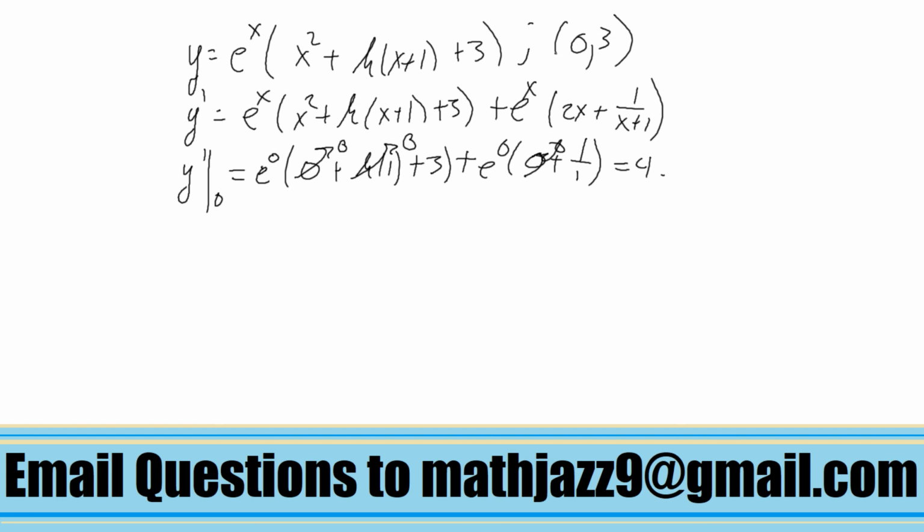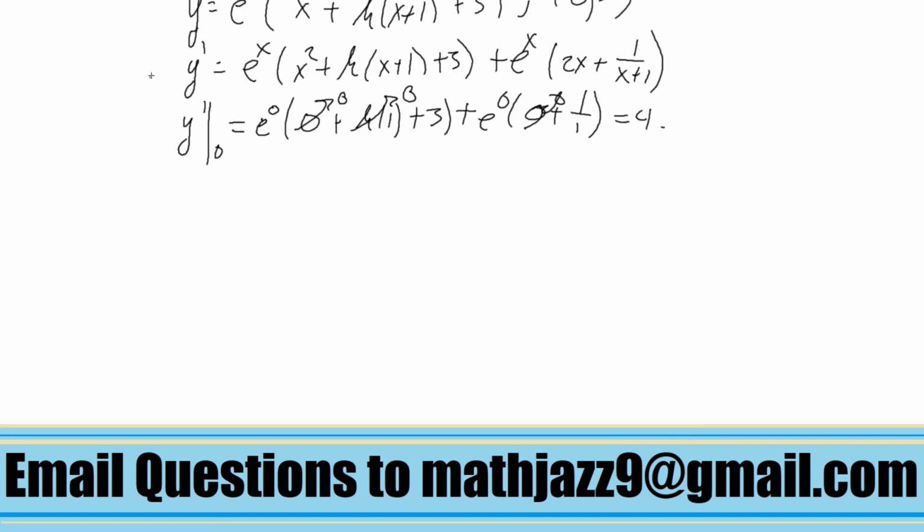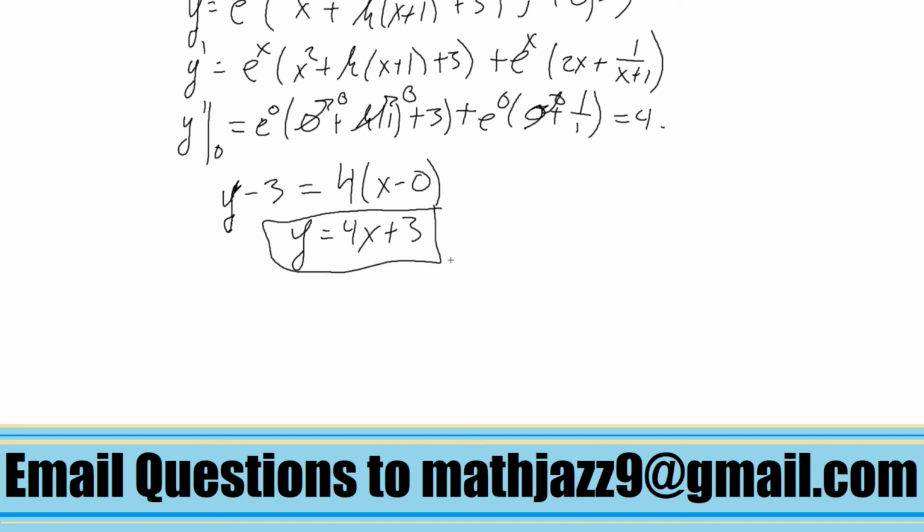So now we know our point and our slope. Fairly weird loop that it drew there. Anyway, that means that our line is y minus the y-coordinate, which is 3, equals the slope times x minus the x-coordinate, which is 0. So y equals 4x plus 3 is our line.